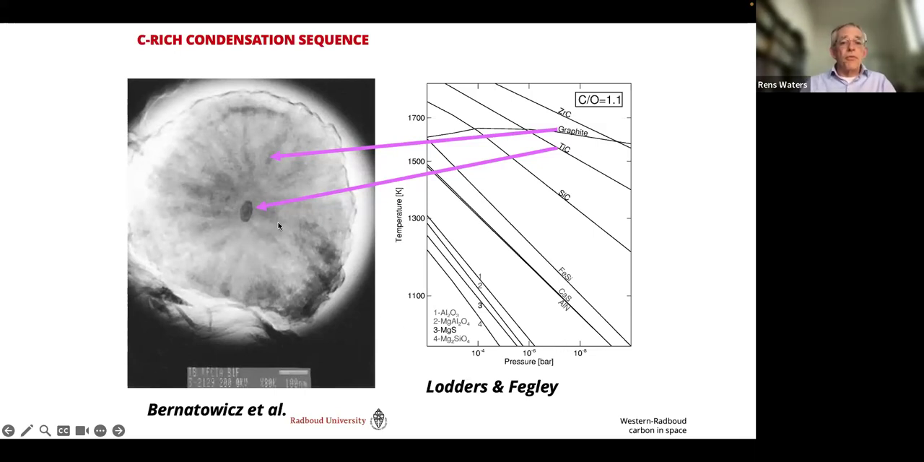So this gives you, from a pre-solar grain, which is older than the solar system, and I always find that fascinating to think about, a direct picture of how dust condensation in these evolved stellar winds actually proceeds.